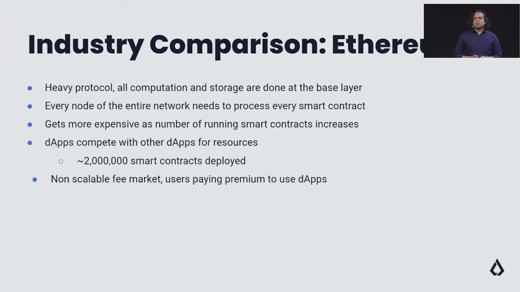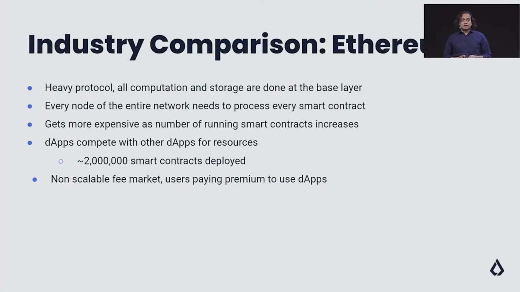Now, a more direct industry comparison with a very famous smart contract platform, Ethereum. Let's look at some of the issues it has. Currently, Ethereum is really heavy. Why? Because all the computation and storage is done at the base layer, which means every node of the entire network needs to process every single transaction for each smart contract. This gets really expensive as the number of smart contracts increases.